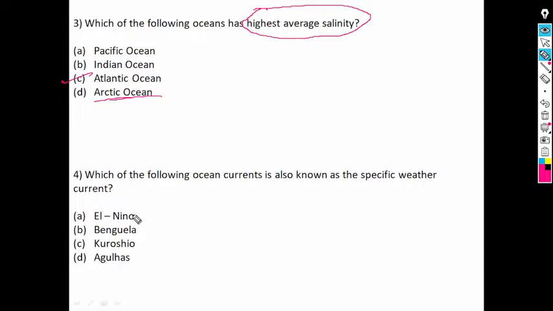We'll discuss this one. Next, which of the following ocean currents is also known as the Pacific weather current? El Nino, Benguela, Kuroshio, or Agulhas. The answer is El Nino.